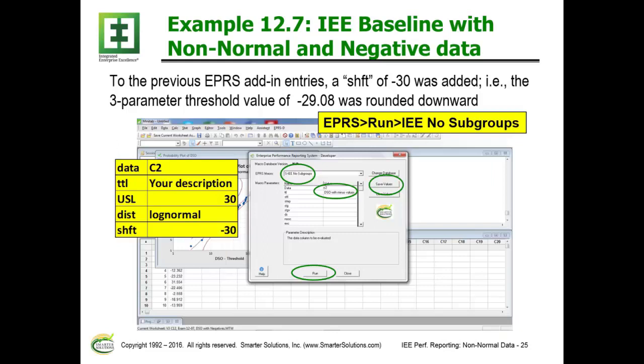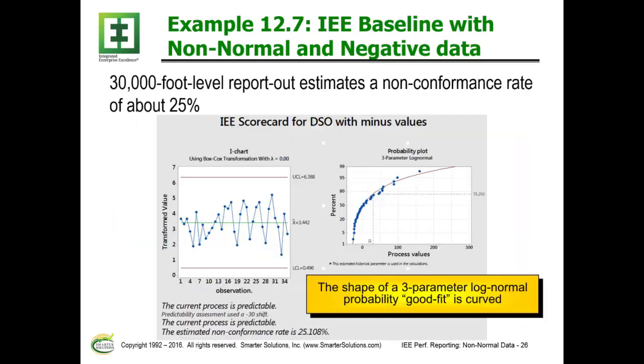So if we go in and put a shift of minus 30, you could put 29 in there, and you put that into that option, then what you get is a 30,000 foot level chart where you're dealing with basically a 3-parameter log normal distribution, and you notice how it fits a curve real well. So whenever you do this, you're going to have a curvature on the probability plot, which is what you would expect for this kind of situation. But the points do follow the line quite well.